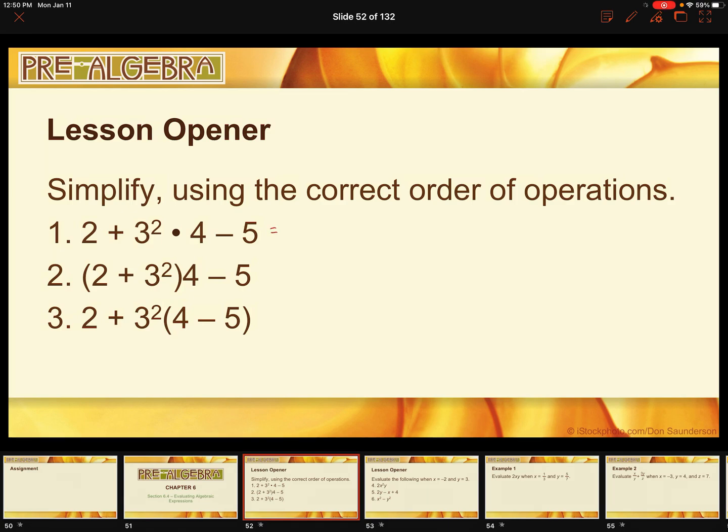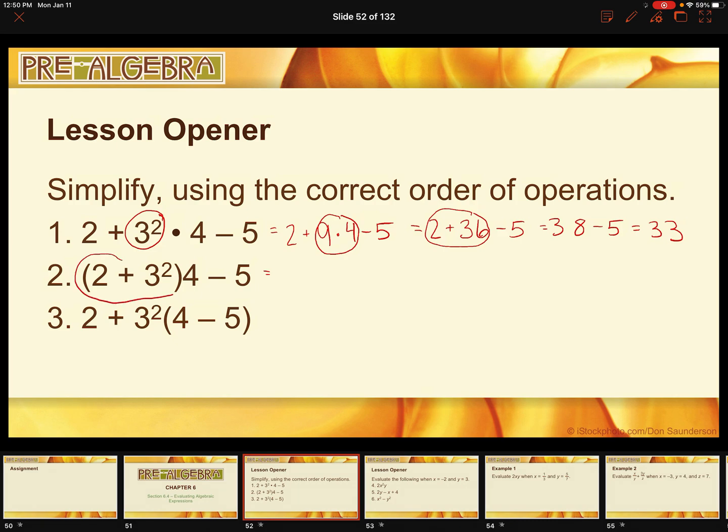So PEMDAS tells me that I have to do parentheses first. There's no parentheses here, so I'll move on. Next would be exponents. So I'm going to start there. 3 squared is 9. Next in PEMDAS would be multiplication. So I'm going to do 9 times 4, which is 36. And last would be addition and subtraction, whatever comes first, left to right. So I'm going to start with my addition, and then I'm going to subtract.